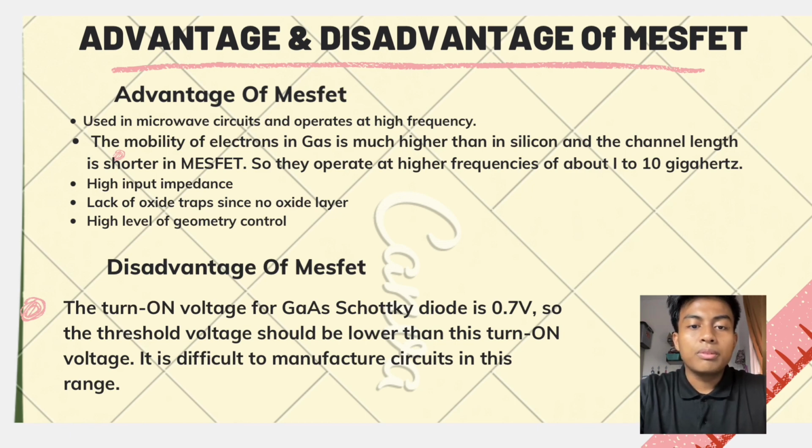Disadvantage of MESFET: the turn-on voltage for a GaAs Schottky diode is 1.7 volts, so the threshold voltage should be lower than this turn-on voltage. It is difficult to manufacture circuits in this range.